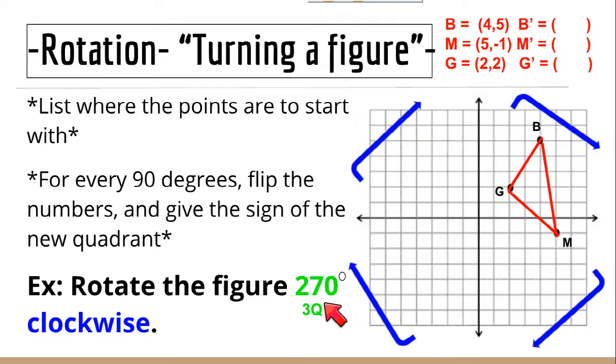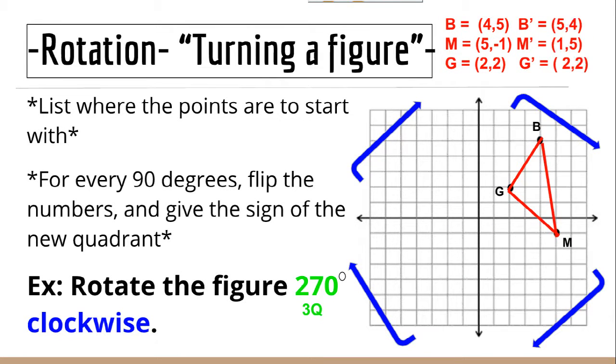270 degrees tells us we're moving 3 quadrants. So that means every one of these points has to move 3 quadrants. So for B and G that are already in quadrant 1, they'd be moving 1, 2, 3 quadrants over here into quadrant 2. Point M is moving 1, 2, 3 quadrants over here into quadrant 4.